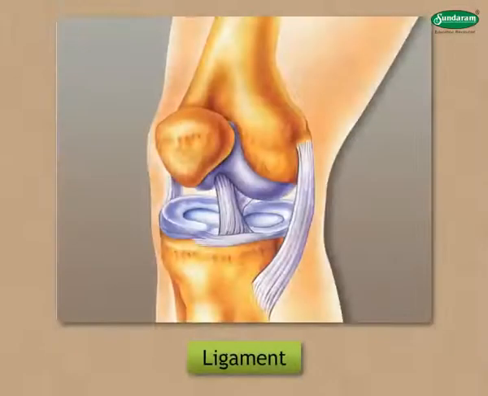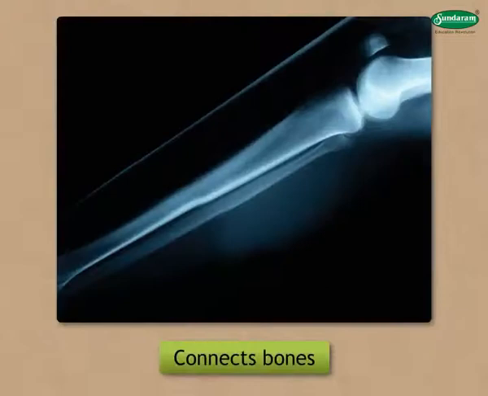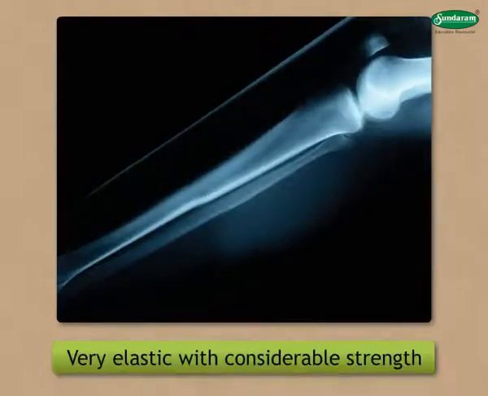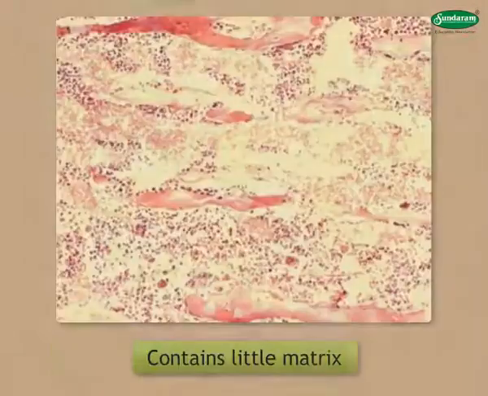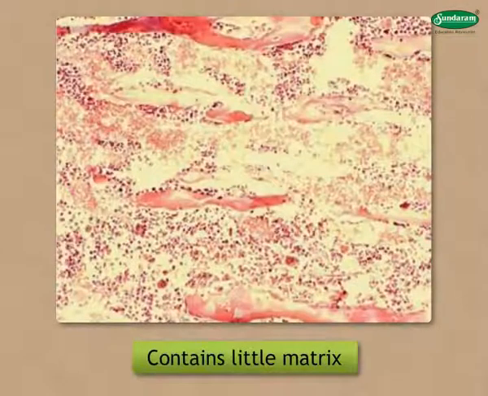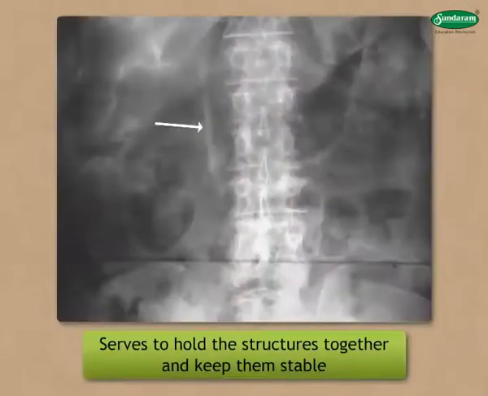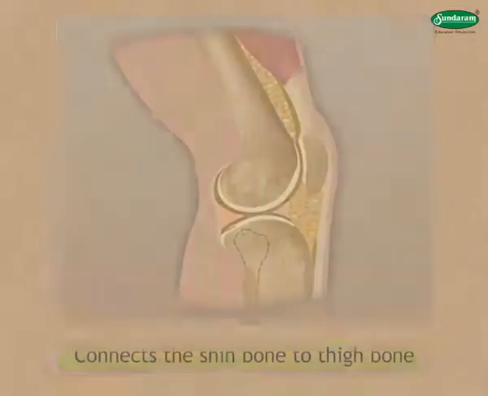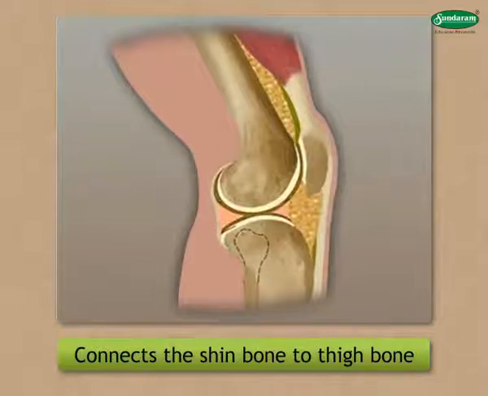3. Ligament. It connects bones and is very elastic with considerable strength. Ligament contains very little matrix. It serves to hold the structures together and keep them stable. For example, ligament connects the shin bone to thigh bone to provide strength to the knee.